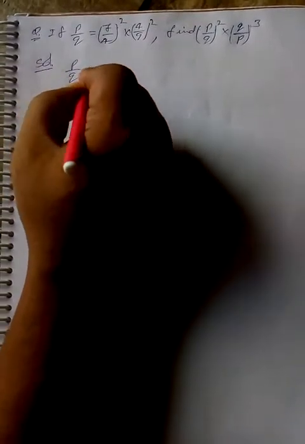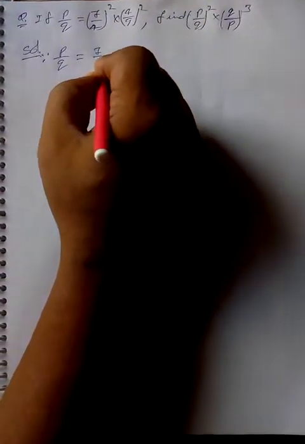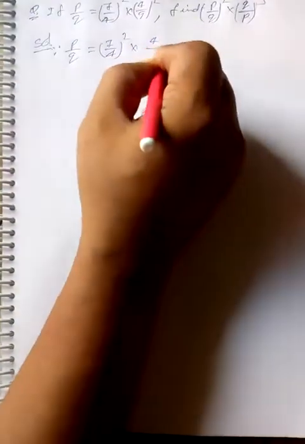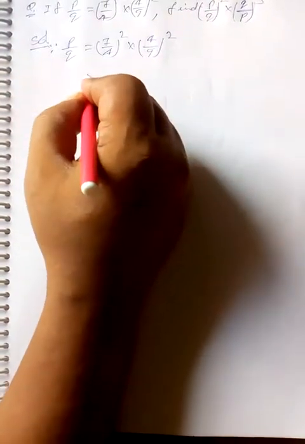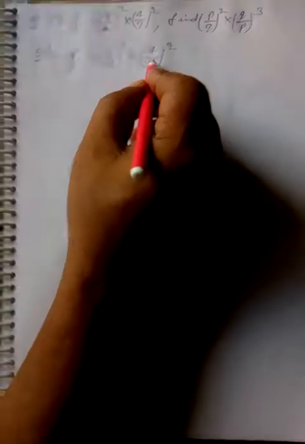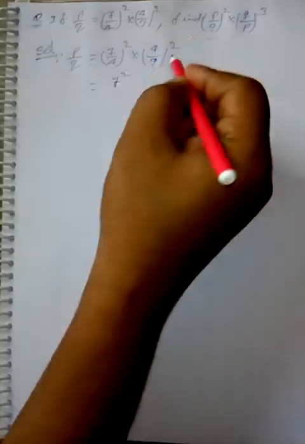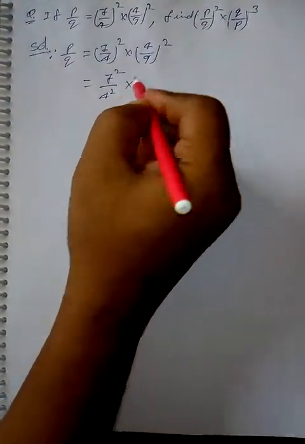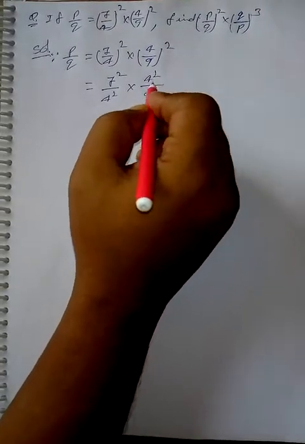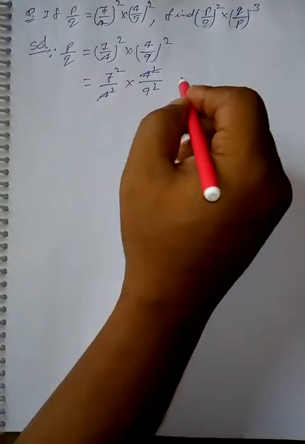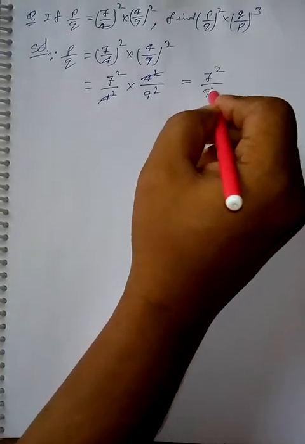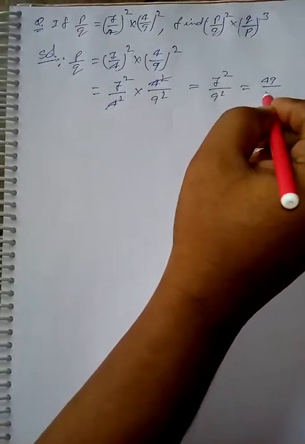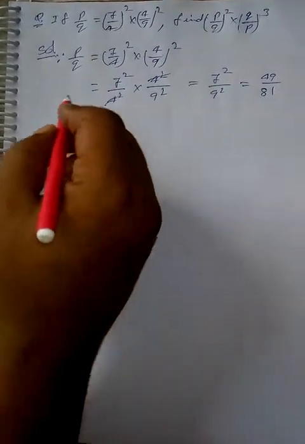So it is P upon Q is equal to 7 upon 4 square into 4 by 9 whole square. What we can do, we can just simply reduce it to the simplest form. We will write 7 square upon 4 square into 4 square upon 9 square. So this got cancelled, and 7 square upon 9 square, that is 49 by 81. This is P by Q.